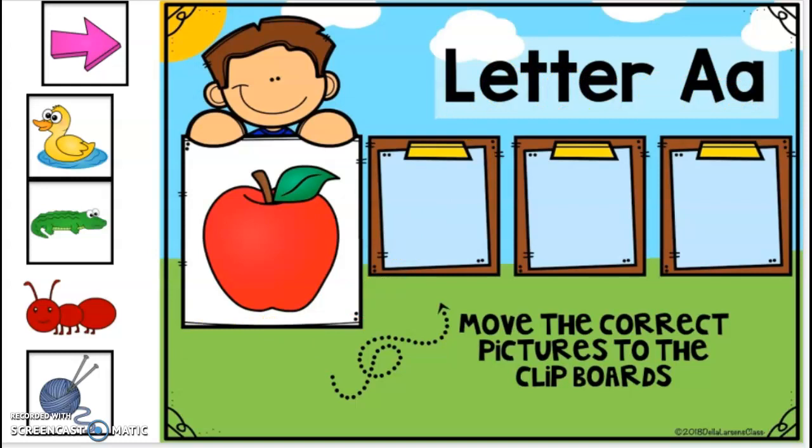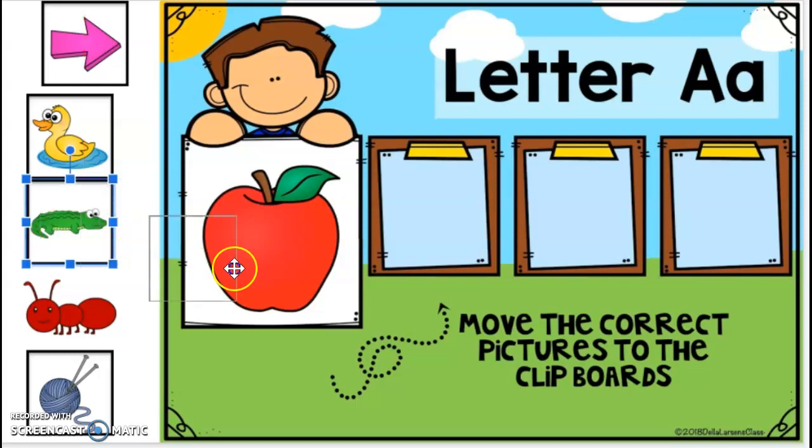So remember, A says like apple. It says move the correct pictures to the clipboard. So you're going to move these pictures. There's going to be 3 of them that start with the sound. So we have arrow, duck, alligator, ant, yarn.